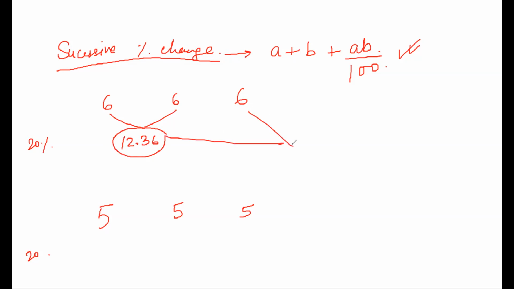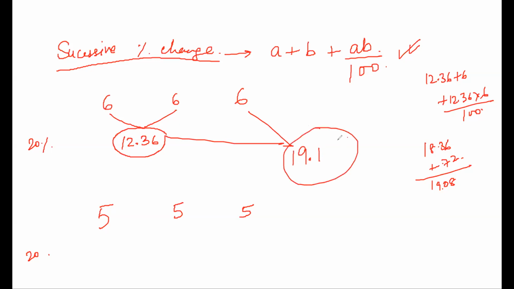Now I'll compound this with this. So it will give me 12.36 plus 6 plus 12.36 into 6 upon 100. So that will come 18.36 plus 0.72, approximately. So 19.08, that means I am getting a total of 19.1%. I want 20, that means 5 is definitely less, because 6 itself is giving 19.1. Now, after 6, how much less have I reached? I am 0.9 less.